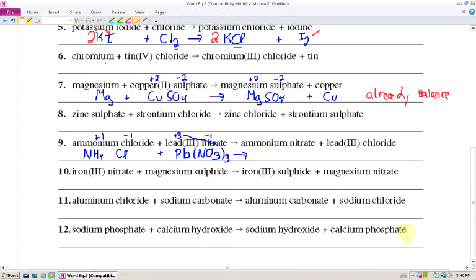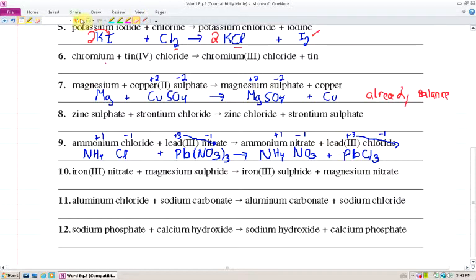Ammonium nitrate is NH4NO3. That's a +1 and a -1. And lead 3 chloride would be PbCl3. Okay, that 3 came from here and we crisscrossed to there. Chlorine is a 1, so it doesn't get another number.